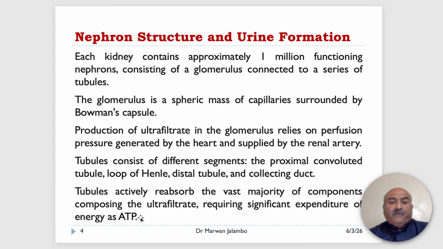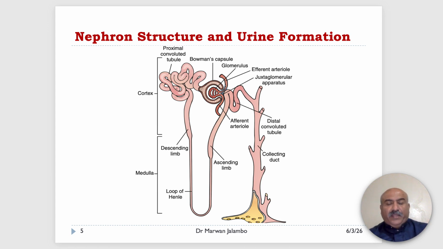From there, the fluid travels through different tubule segments: the proximal convoluted tubule, the loop of Henle, the distal tubule, and the collecting duct. Now I will show and discuss in detail the shape of the nephron.